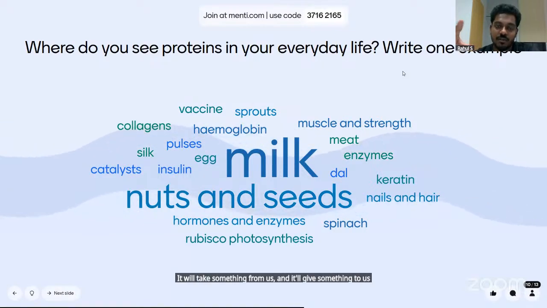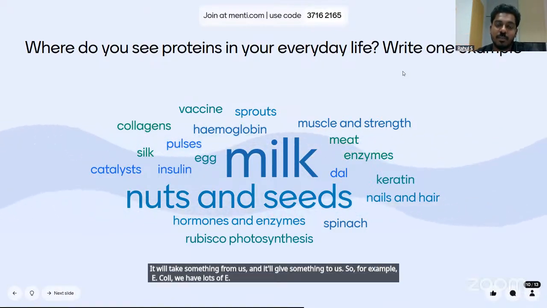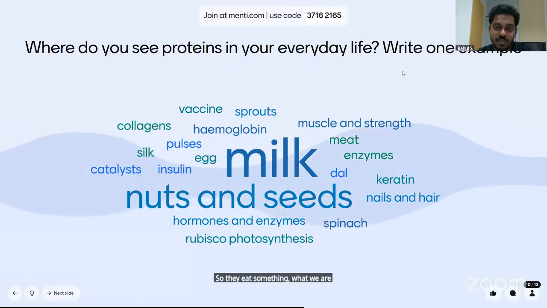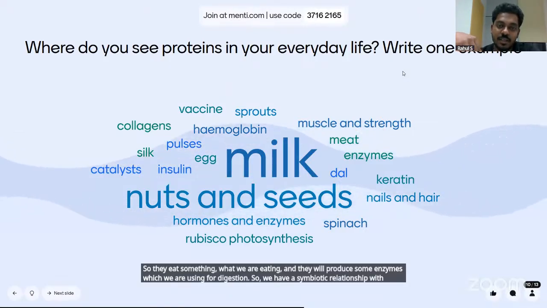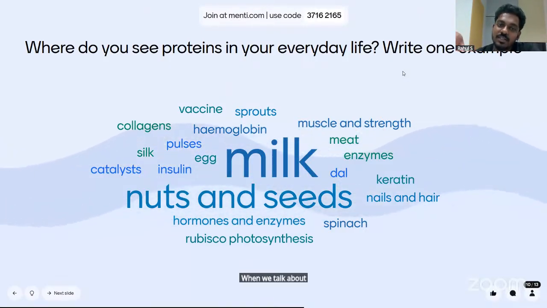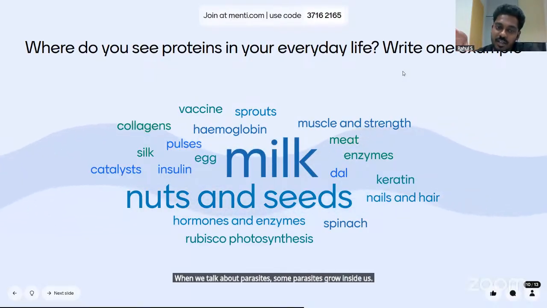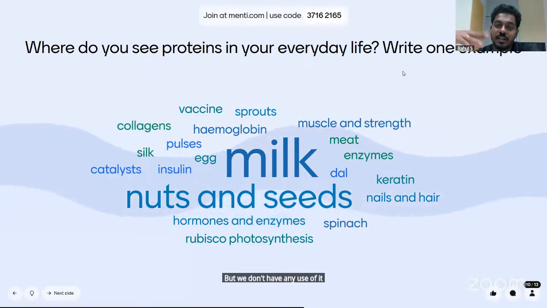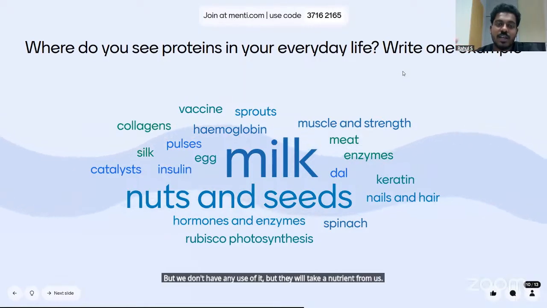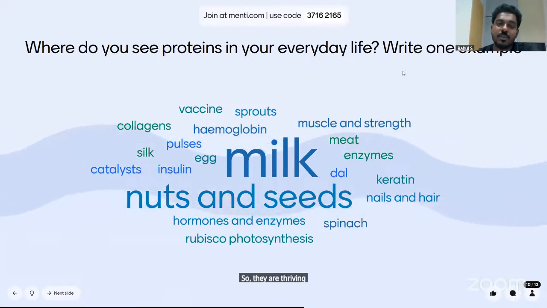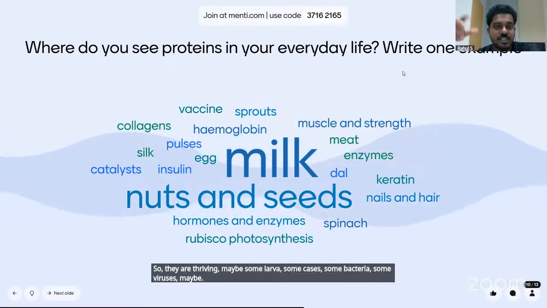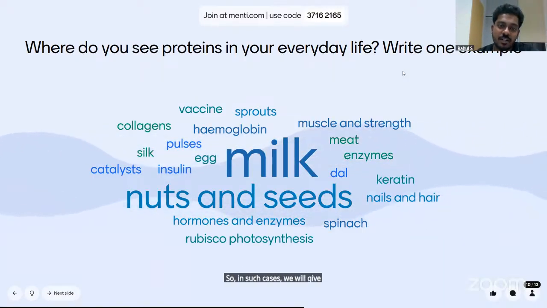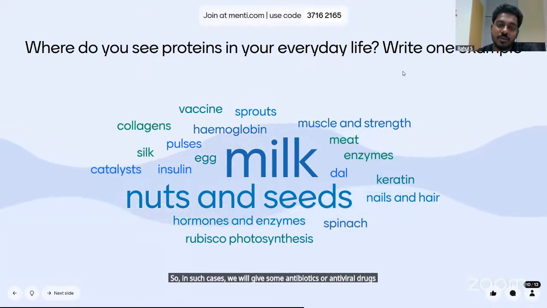So for example, we have lots of E. coli bacteria in our gut. They eat something we are eating, and they produce some enzymes which we use for digestion. So we have a symbiotic relationship with them. When we talk about parasites, some parasites grow inside us, but we don't have any use of them, and they take nutrients from us. So they are thriving. Maybe some larvae, some bacteria, some viruses. In such cases, we give some antibiotics or antiviral drugs, everything, right?